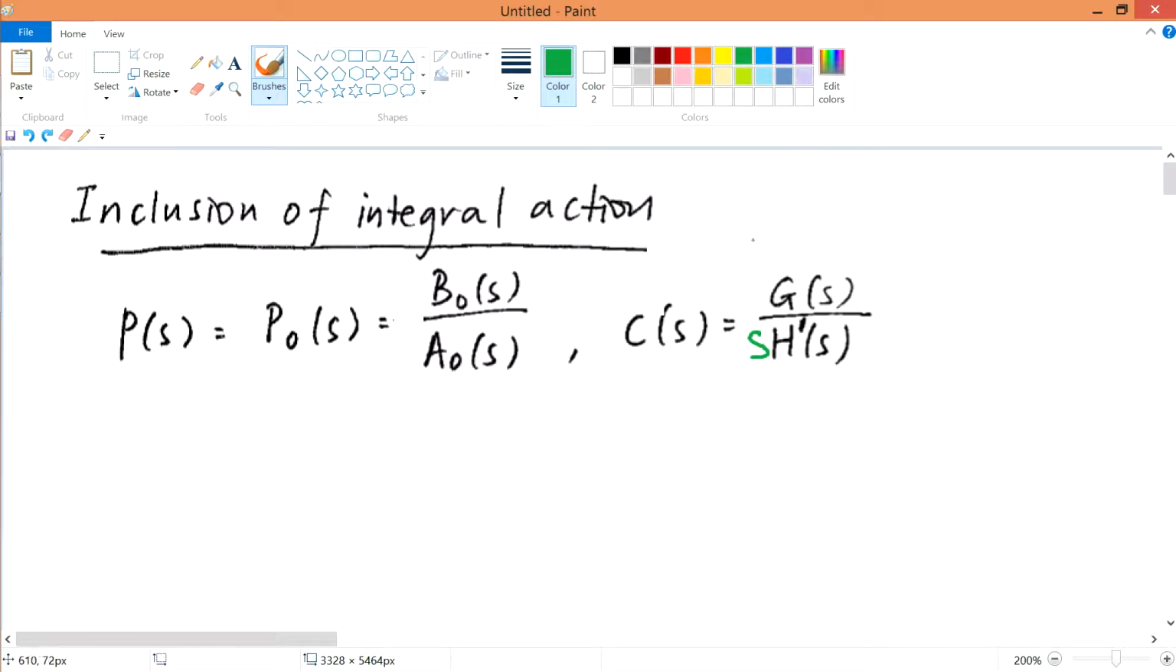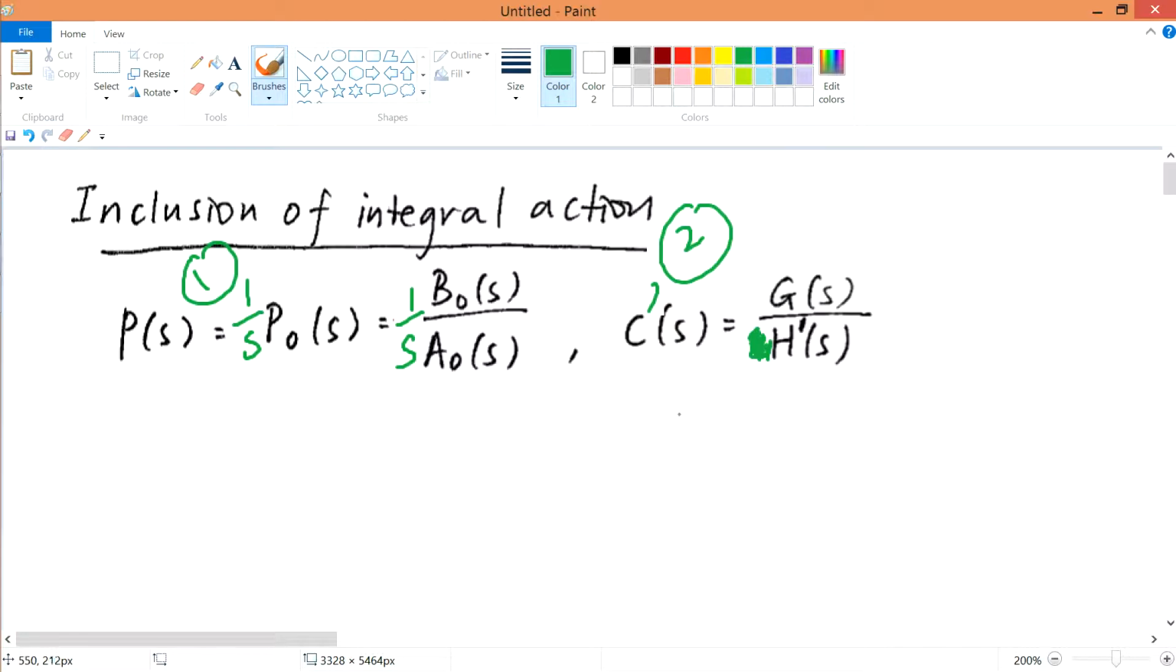Since we are going to design the controller to suit the plant, this s makes things a bit troublesome. Therefore I remove this 1 over s and simply multiply it to the plant first, just for niceness. So my first step is to multiply 1 over s to your plant. The second step: once you remove your 1 over s, you should have c prime instead of c.